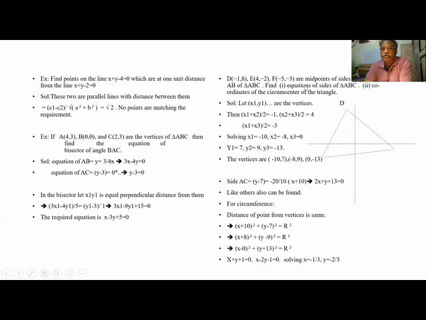There are three points given: D(-1, 8), E(4, -2), F(-5, -3). You see, I have drawn as per the sketch. D is approximately this, minus 1 and 8. E is x is 4, y is minus 2. F is minus 5 and minus 3. They are the midpoints of sides BC, CA and AB of triangle ABC. Find the equations of the sides of ABC and the coordinates of the circumcenter of the triangle.